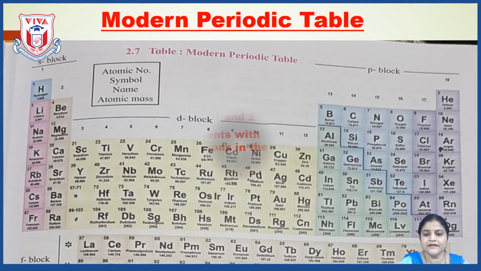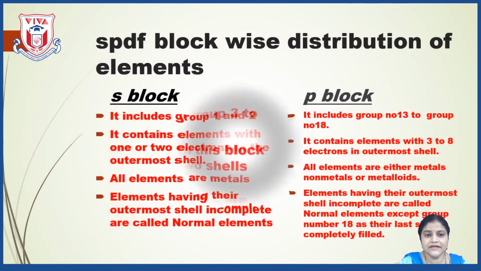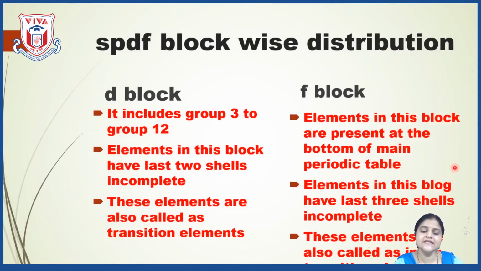Okay, then coming to the next distribution, that is D and F block. Here if you see the first point of the D block, it includes group 3 to group 12, which is at the center of the main periodic table. Now the position of the F block is that they are placed at the bottom of the main periodic table, where we had seen the lanthanides and actinides.